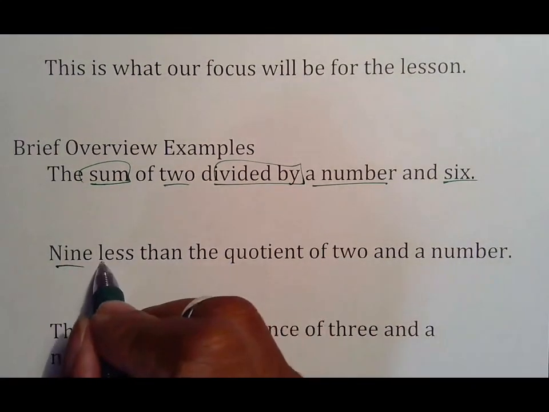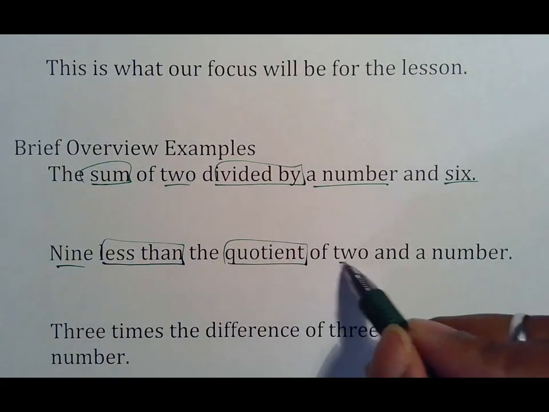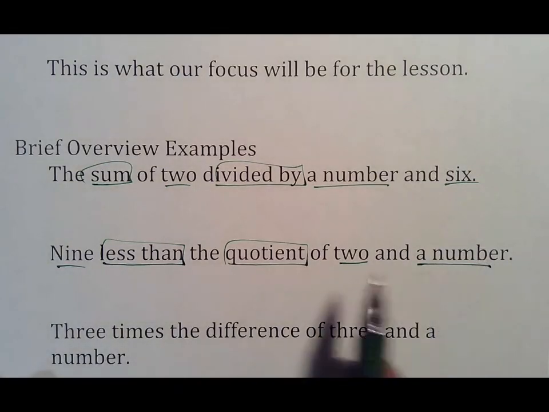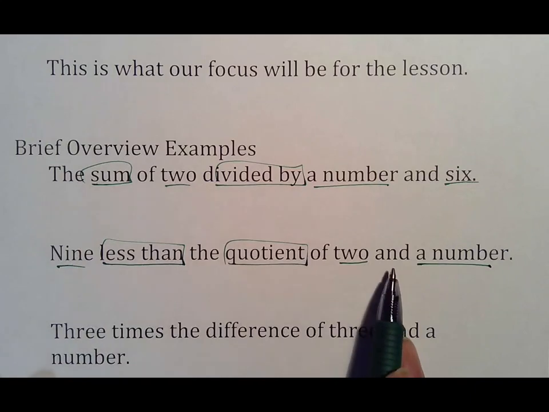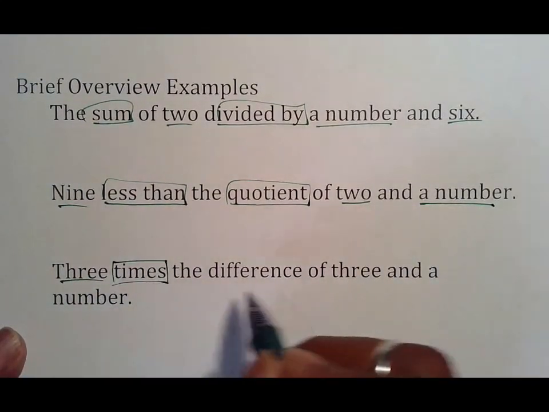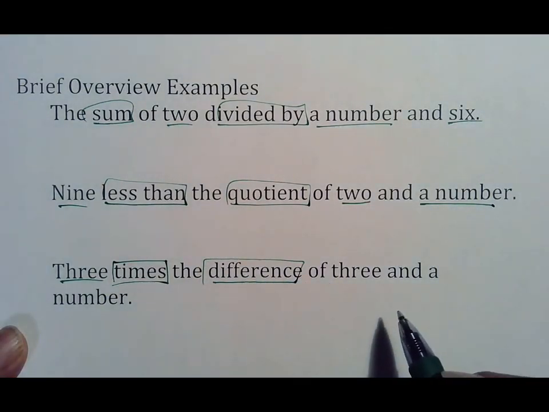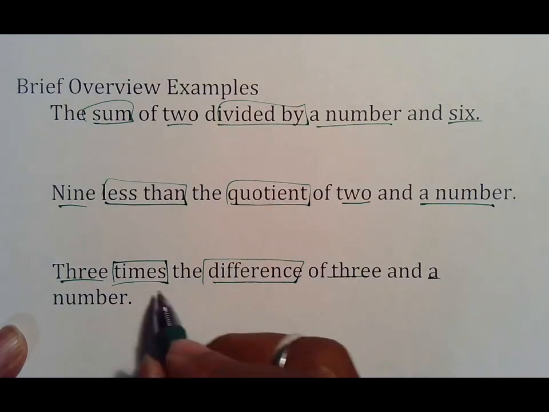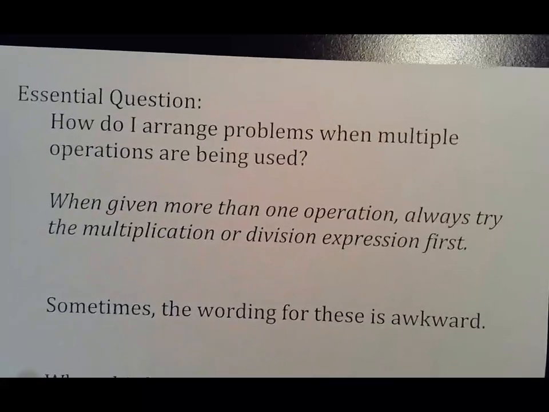9 is a number, less than is an operation phrase, quotient is an operation phrase, 2 is a number, x. There again we have two operations, so it's a compound expression: 9, 2, and x also there. Then you have 3 times the difference, and don't worry about the of there because difference of isn't really it, and then 3 and a number. So notice again you've got two operations and three different things to look at there, so you want to make sure that you understand how to work those, and that's pretty much what today is about.